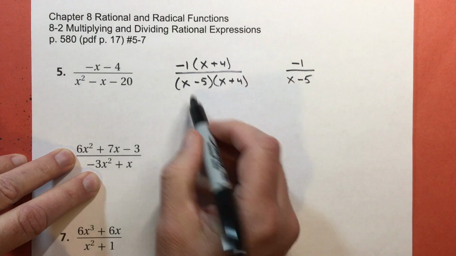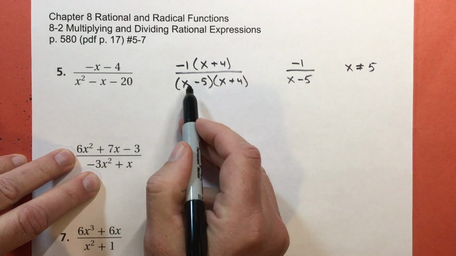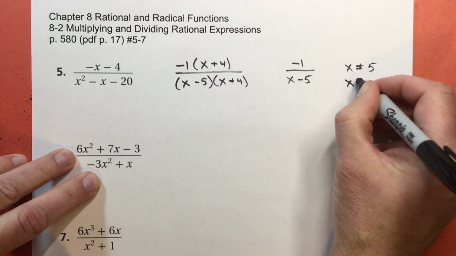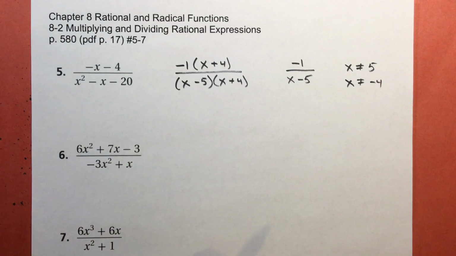Also, x cannot equal positive 5, otherwise this equals 0, and x cannot equal negative 4, or that will go to 0. All right, so that's the first one.